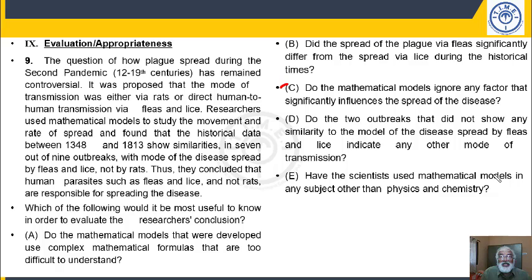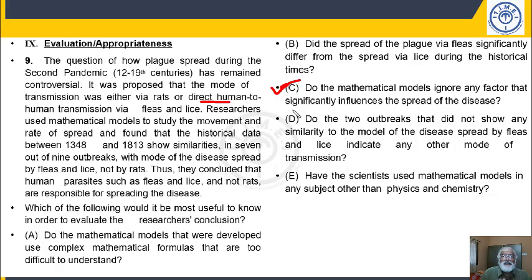Have the scientists used mathematical models in any subject other than physics and chemistry? Doesn't matter. Can they not use it in identifying pandemics? Maybe they could. The fact is not where we use mathematical models. The fact is, is my mathematical model complete? See, the point here is human to human transmission would mean that the human is the carrier himself. But he's a carrier. How did he get the disease? Where did he get the disease from? So, are there factors that you have to build into your model to determine how the disease began in humans?